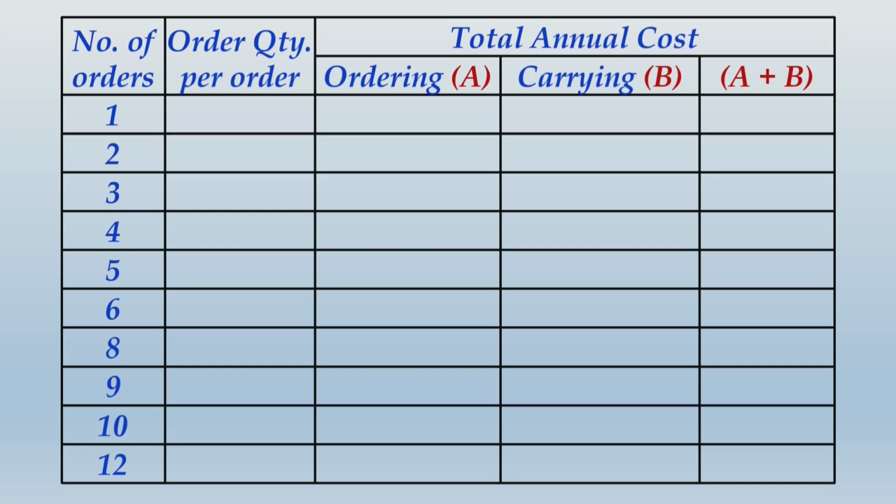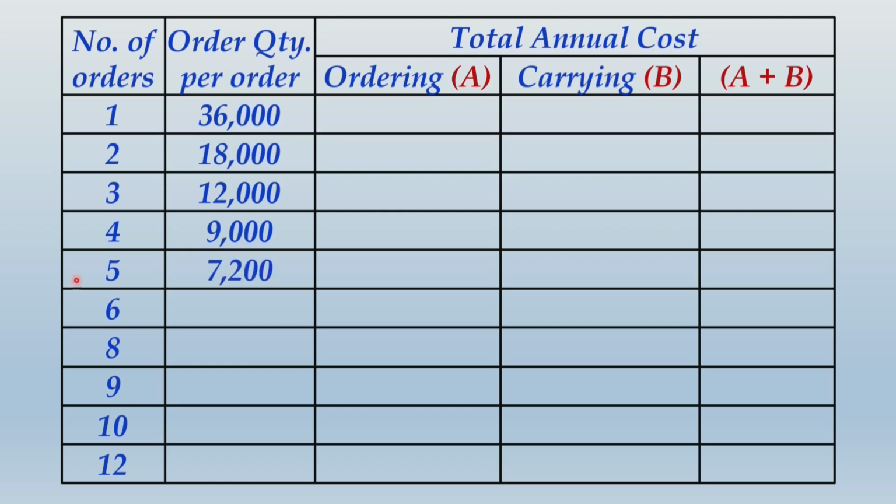However, when you are taking one order, what you need to understand is all your requirements you have to purchase through this one order itself. Your annual requirement is 36,000 units. So if you are placing a single order, your order quantity per order has to be 36,000 units. If you are placing two orders in a year, your order quantity has to be 18,000 units. If you are placing three orders in the year, your order quantity has to be 12,000 units per order. If it is 4 orders, it should be 9,000. 5 orders, it should be 7,200.